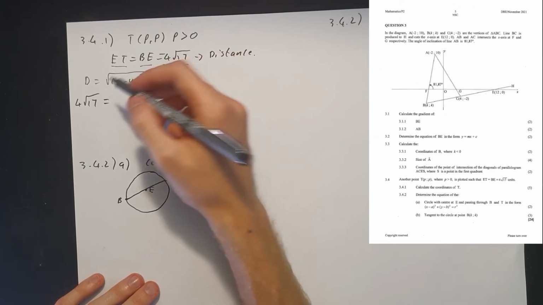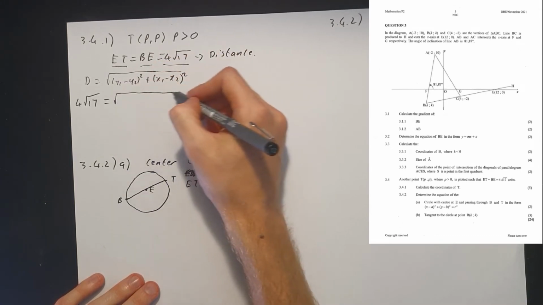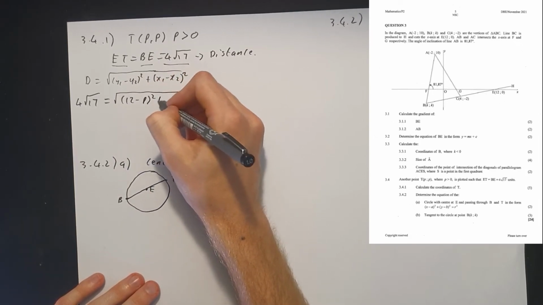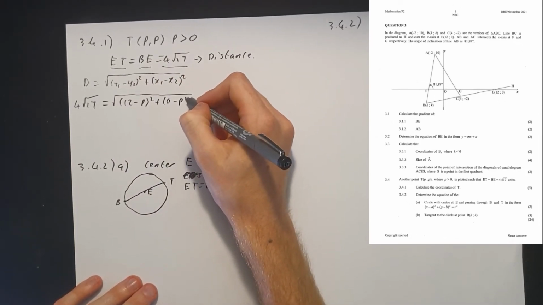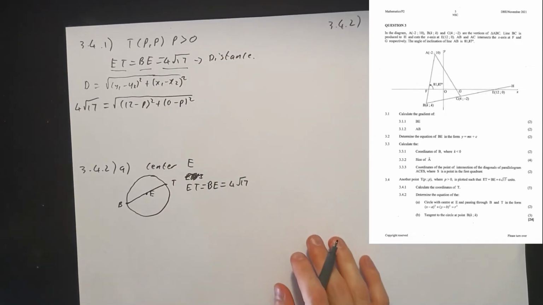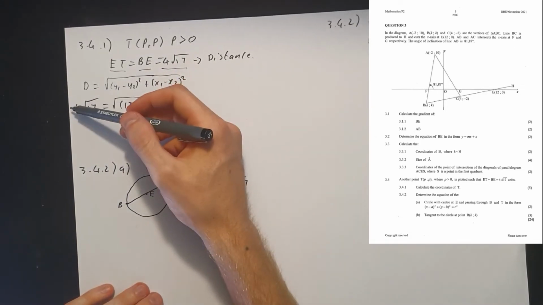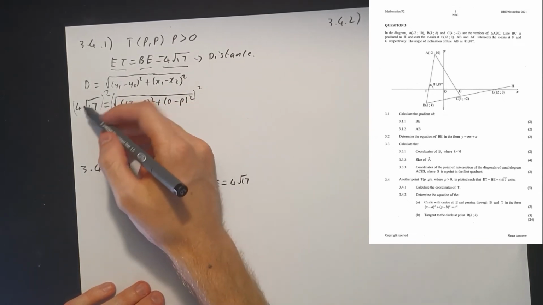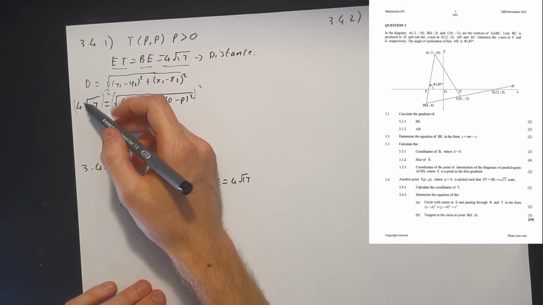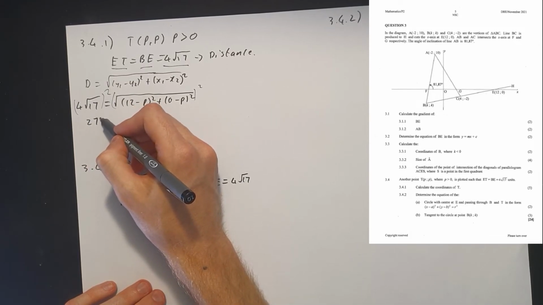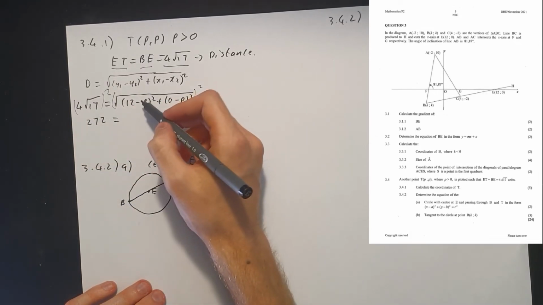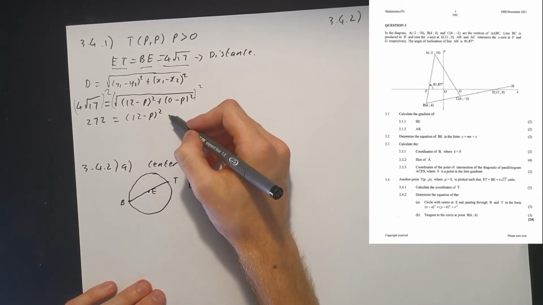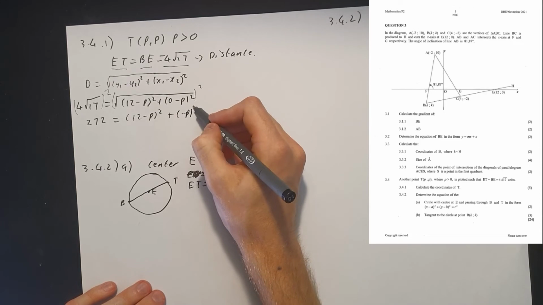I'm using E. Okay, so therefore we're going to have the square root of 12 minus p squared plus 0 minus p squared. Okay, now it's just some algebra that we need to sort out. So the first thing we're going to do is square both sides to get rid of the square root. And if you square this, if you plug it into a calculator, you get 272, which then equals 12 minus p squared plus negative p squared.